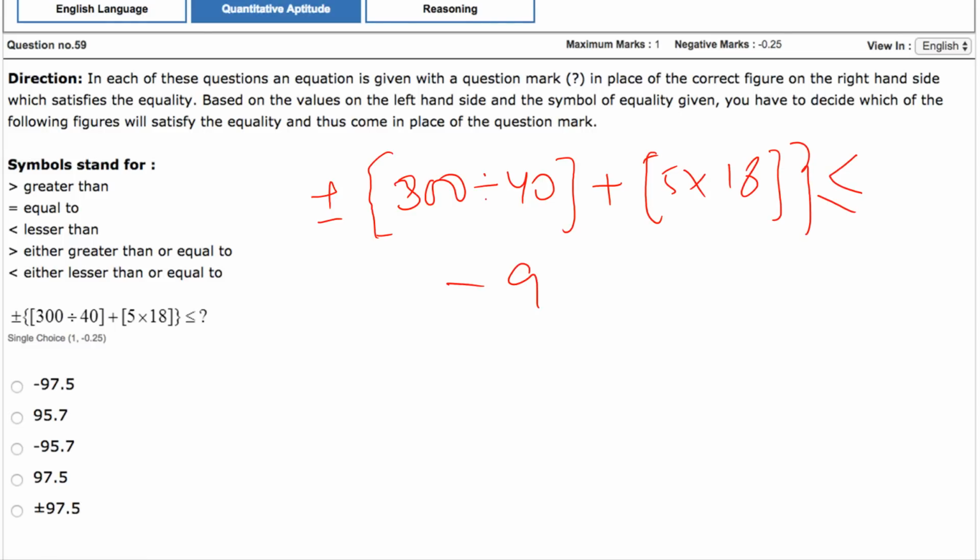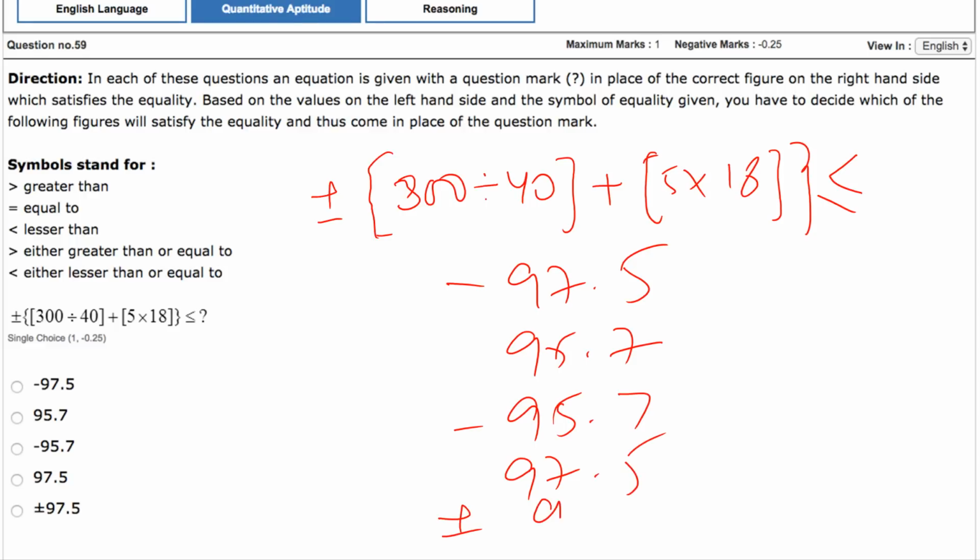And your options are minus 97.5, 95.7, 97.5 and plus minus 97.5. I wanted to do this question, okay, quickly do this. Someone says 95.7, 97.5, okay.